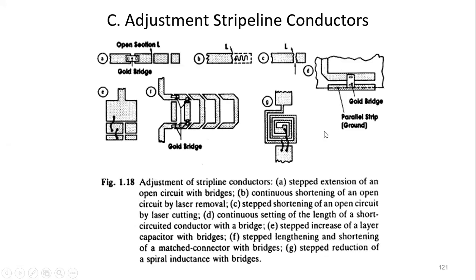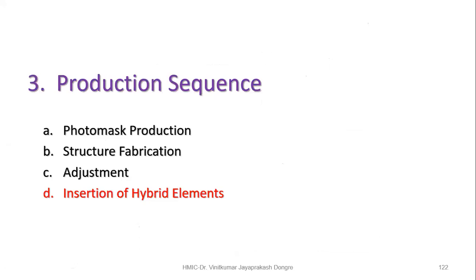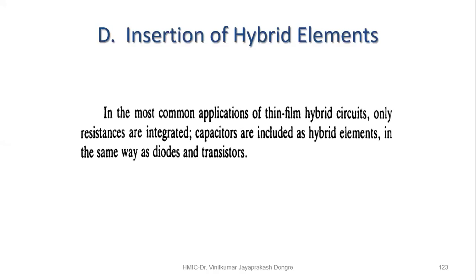So this way the conductor adjustment can be done to adjust their parameter. So this is how the adjustment is done. And the last point in the production sequence, that is the third part, is the insertion of the hybrid element. Now, whatever other hybrid elements we have to insert, how can we insert them?